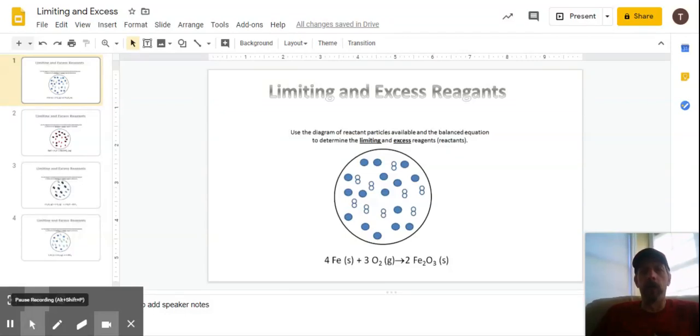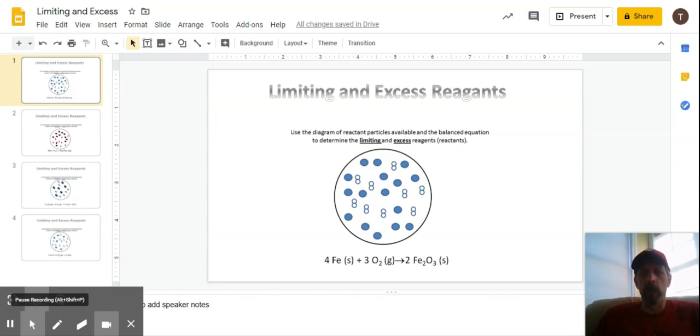Hi, it's Mr. Brewer here today, bringing you a lesson on what we call limiting and excess reagents, sometimes called limiting and excess reactants. These concepts or terms will eventually become mathematical ideas, but I'd like to start with the understanding from the perspective of what actually happens to particles when a chemical reaction occurs and why a chemical reaction stops.